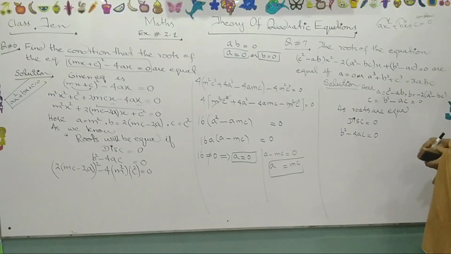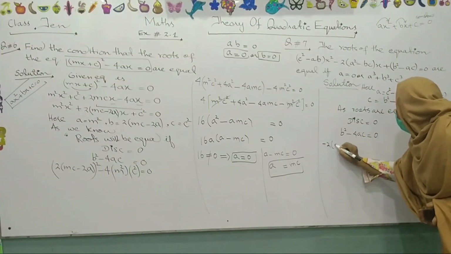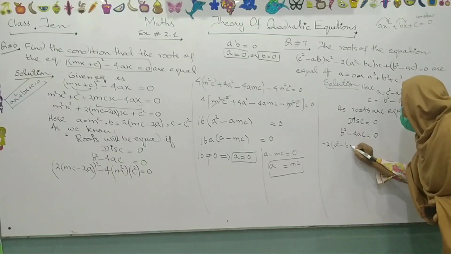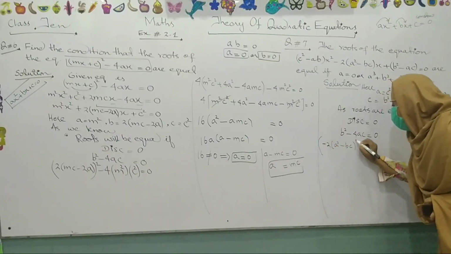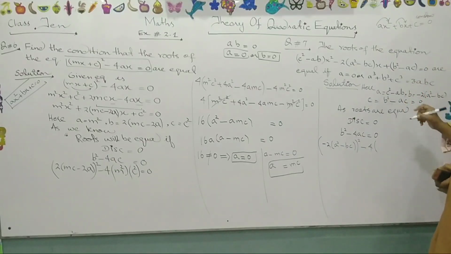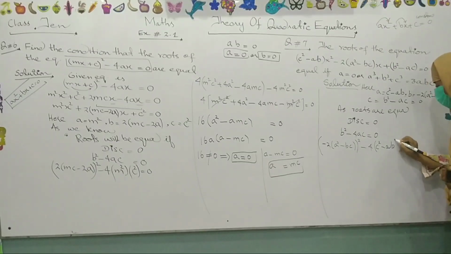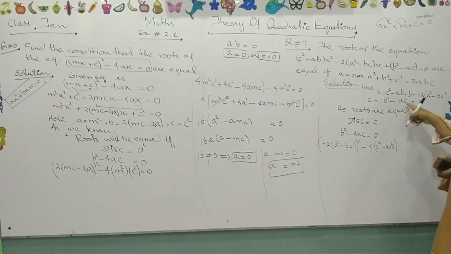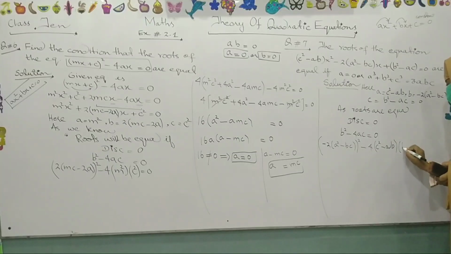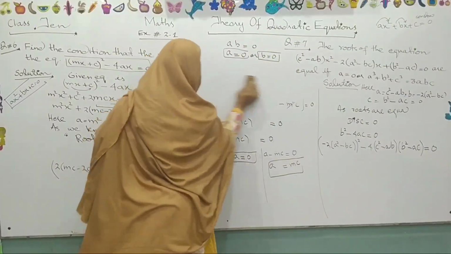Now, substitute the values. What is b? This one, I substitute here: minus 2 into a square minus bc, and I will take the whole square. Minus 4. What is a? A is c square minus ab. And what is c? C is b square minus ac, is equal to 0. Now I will open this equation here.